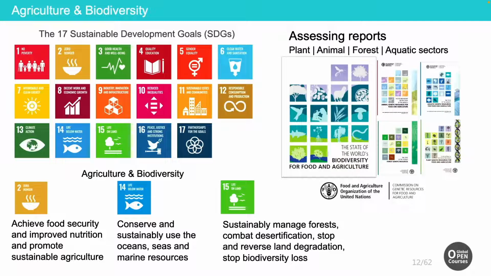In order to balance or coordinate different tasks like agriculture and biodiversity, the United Nations set up 17 Sustainable Development Goals, SDGs for short, in 2015. There are 3 goals directly linked to agriculture and biodiversity. Those are Goal 2, Zero Hunger, Goal 14, Life Below Water, and Goal 15, Life on Land. With this background, the Food and Agriculture Organization of the United Nations, FAO for short, released several reports to assess the state of the world's biodiversity for food and agriculture.